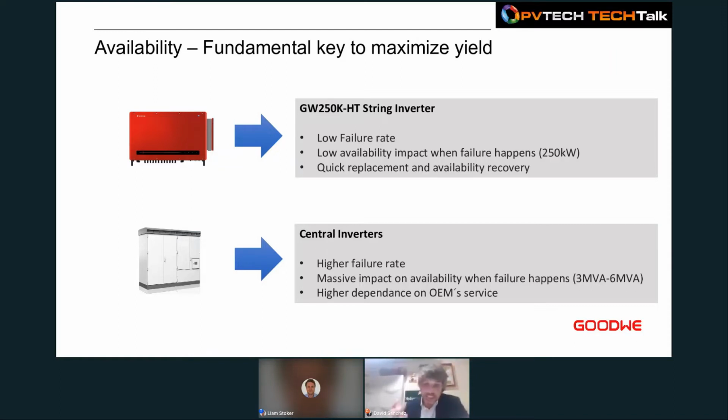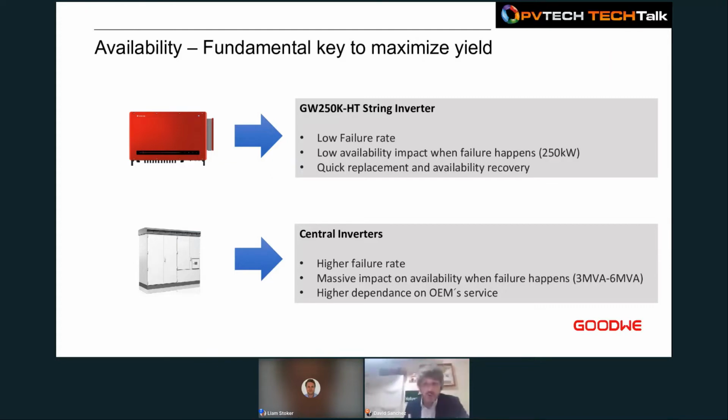So this is very linked to the string topology. When compared to central inverters, they normally have a higher failure rate. These are machines that actually manage 4,000, 5,000 amps. It's a high amount of amperes. Then when an inverter fails, for sure, you need to call the technician. You will lose 3 megawatts, 4 megawatts, 6 megawatts for a certain time, probably a few days. And you have a high dependence on OEM service, right?